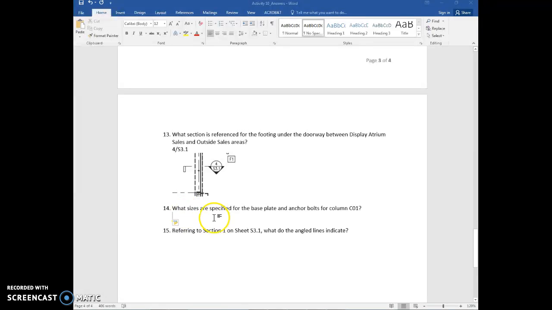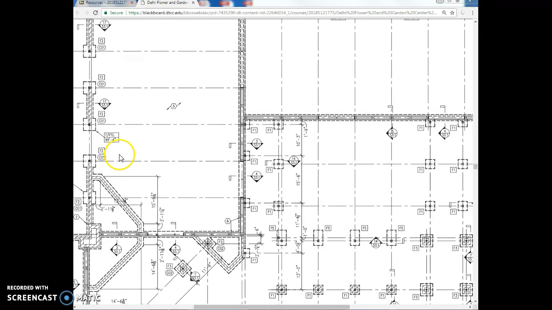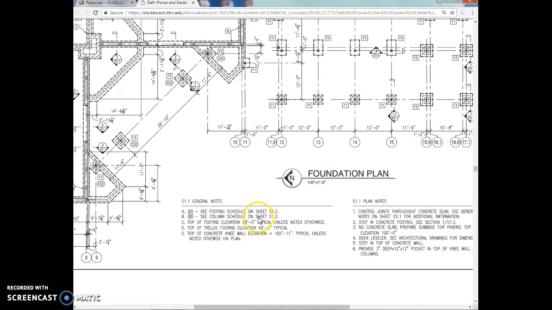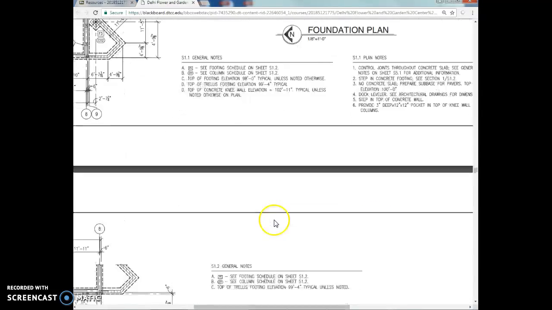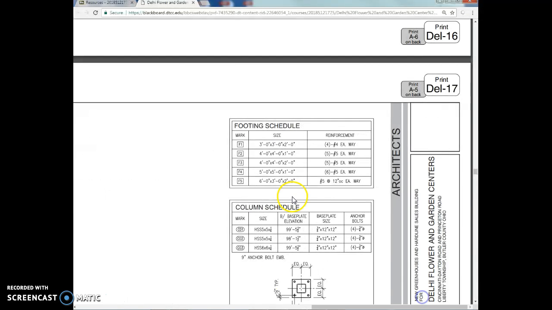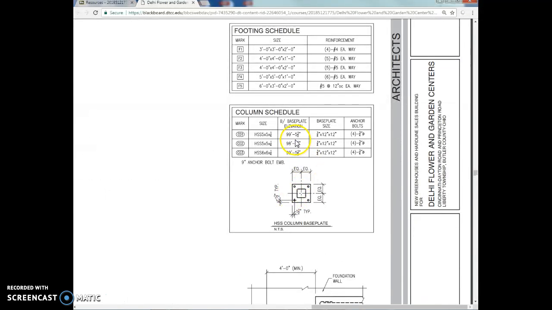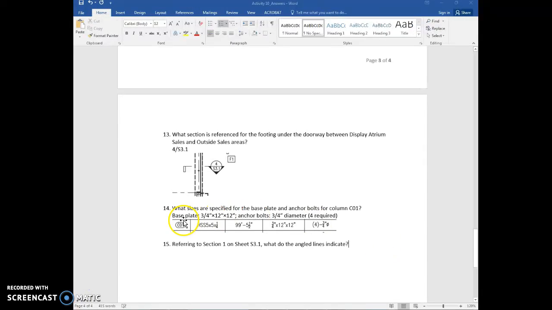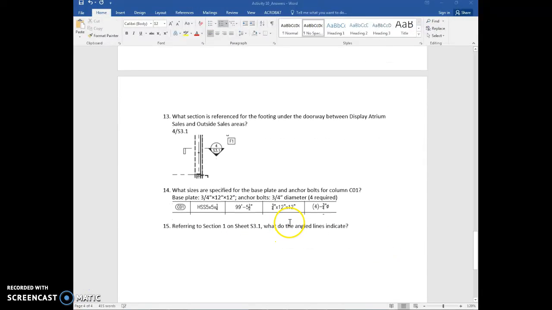So question 14 says, what sizes are specified for the base plate and anchor bolts for column CO1? To locate column CO1, I'm going to stay on S1.1. So I see CO1 indicated here, and if I scroll down in the drawing, it says see column schedule on sheet S1.2. So I'm going to go to sheet S1.2 to the column schedule, and the base plate and anchor bolt information for column 1 are listed here. So you can see the base plate size is listed and the anchor bolts. So you would record all the information on your homework as well as the screen capture.